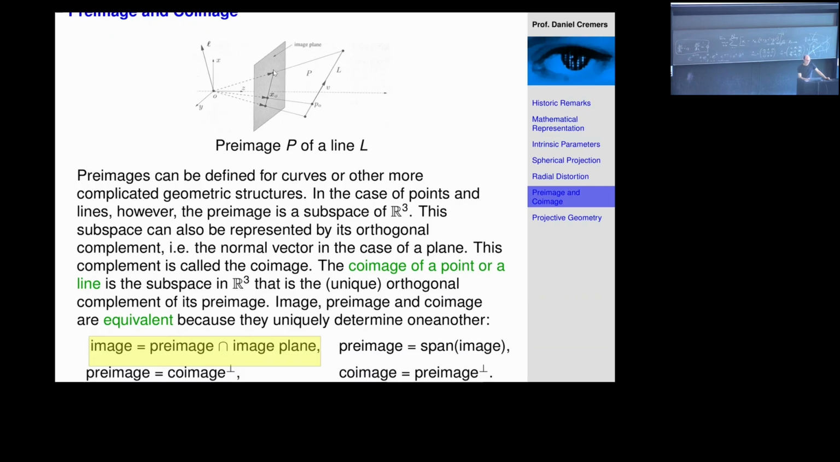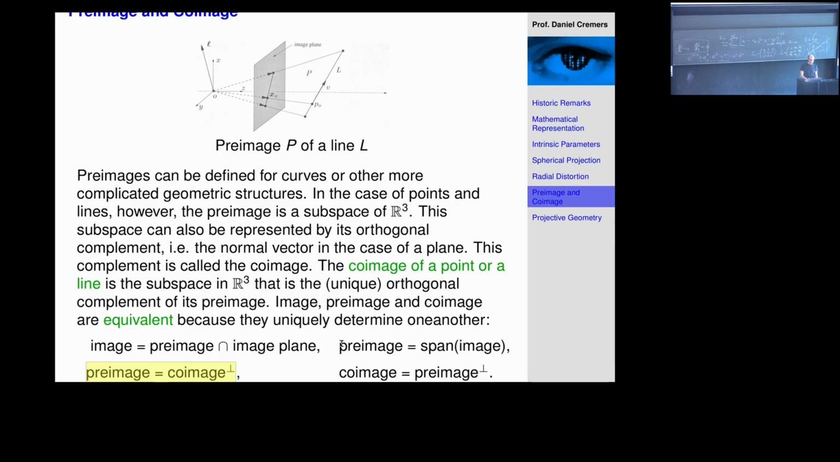So how do I get the co-image? If I have a line, then it spans with the origin a plane, and the normal vector on the plane, that is the co-image. So the co-image is the orthogonal complement of the pre-image. This bottom symbol here denotes the orthogonal complement. And since the co-image is the orthogonal complement of the pre-image, vice versa, the pre-image is the orthogonal complement of the co-image. They are complementary in that sense.